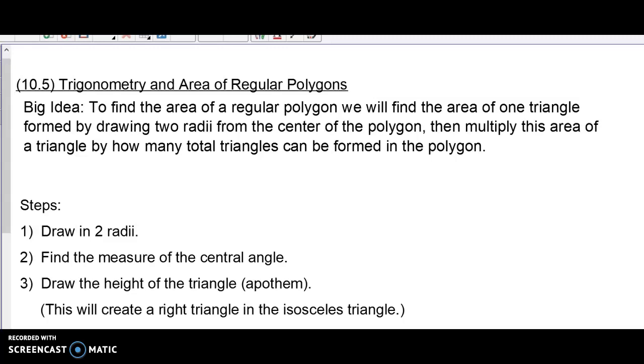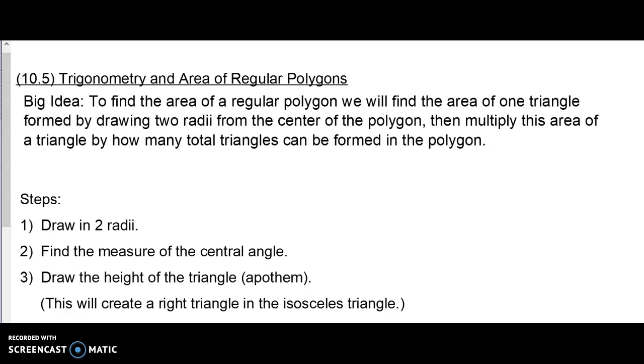Alrighty, folks. Today in section 10.5, we're going to take a look at finding the area of a regular polygon using trigonometry. Now, the big idea here is, remember that I can draw a bunch of isosceles triangles in any regular polygon. If I can find the area of one of those isosceles triangles, I can just multiply by how many triangles I have, and that'll be the area of the regular polygon.